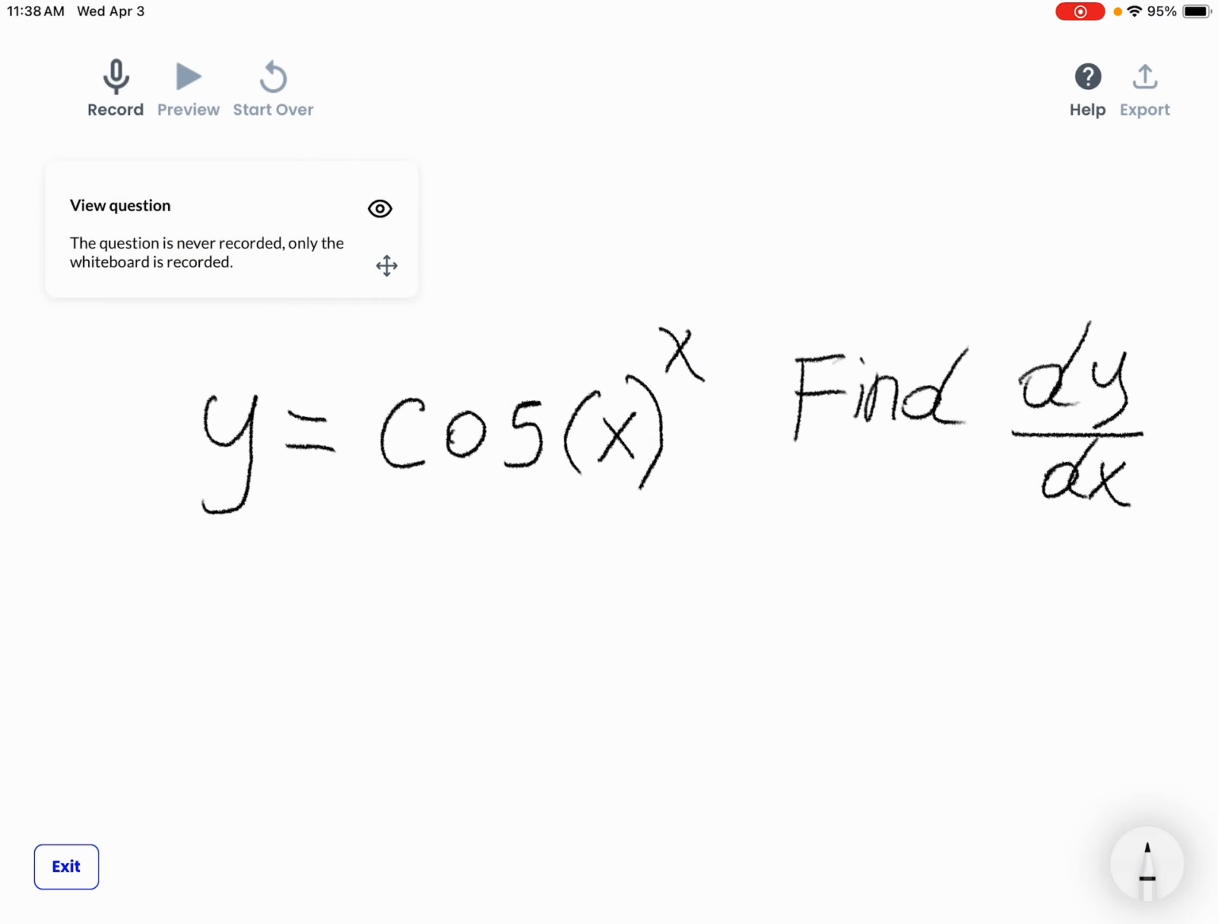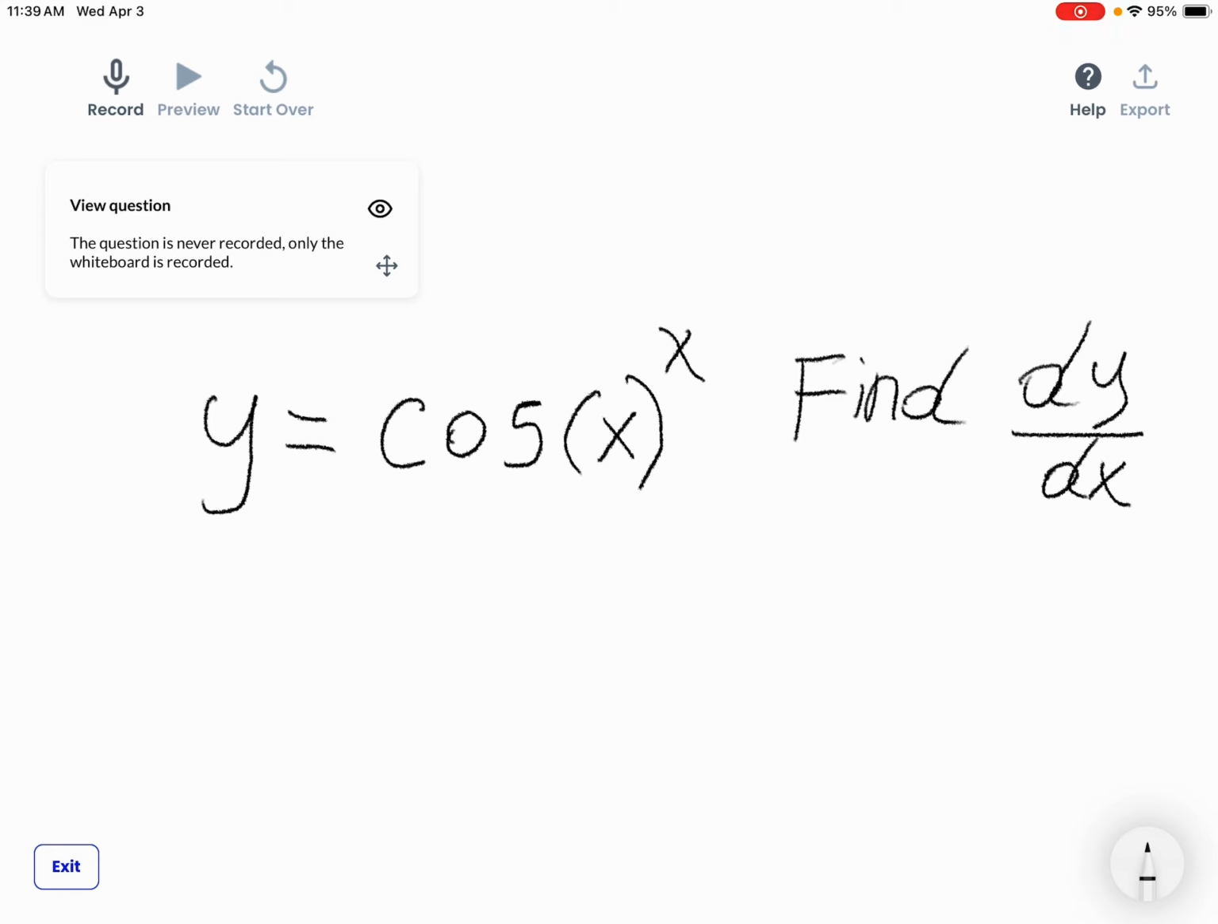Hello, so here we are given y is equal to cosine of x raised to the x. We want to find the derivative, that is the derivative of y with respect to x. Let's find dy dx. Well, how can we do this? We use logarithmic differentiation to make this easier for ourselves.